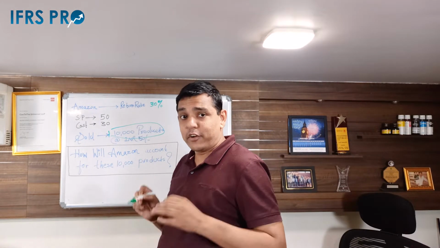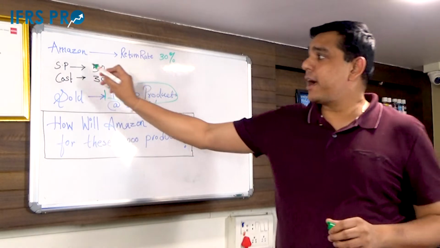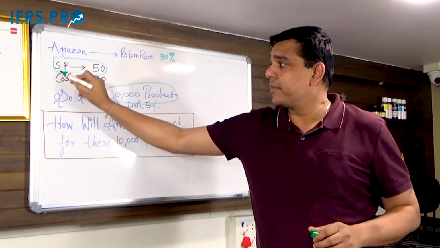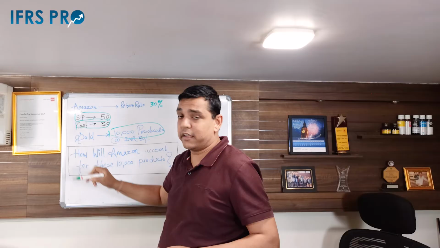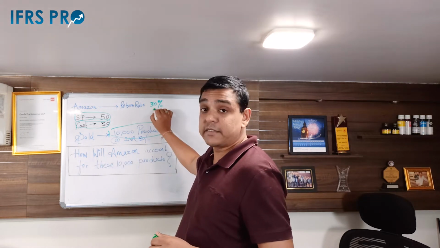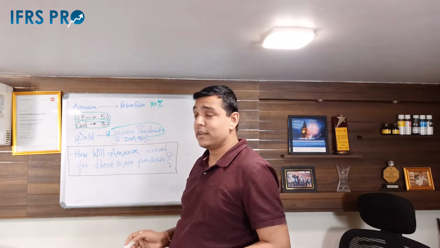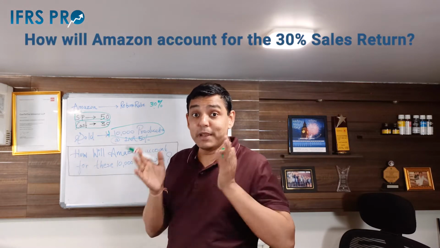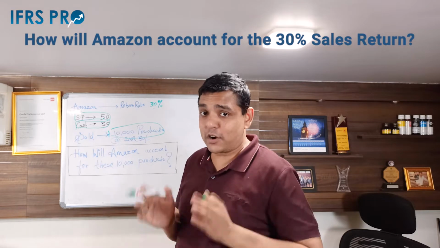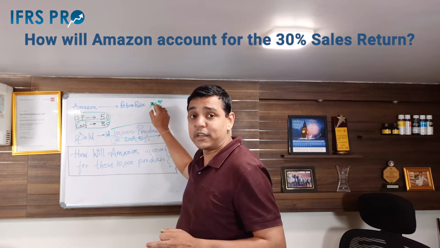Now, the return rate for Amazon is probably 30% in a particular year. The selling price of these products is 50 and the cost of these products is 30, which they pay to their merchants. Now, they have sold 10,000 products, 30% is the return rate, 50 is the selling price, 30 is the cost price. Now, the million dollar question is, how will they account for this 10,000 product sale, the cost and the respective returns?